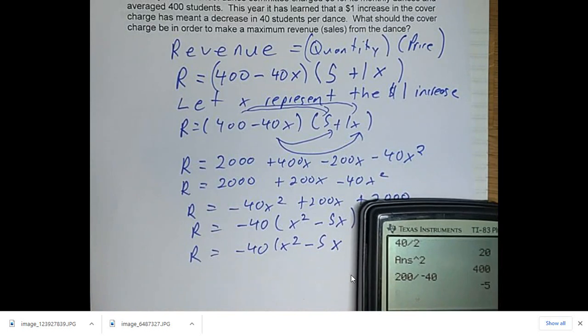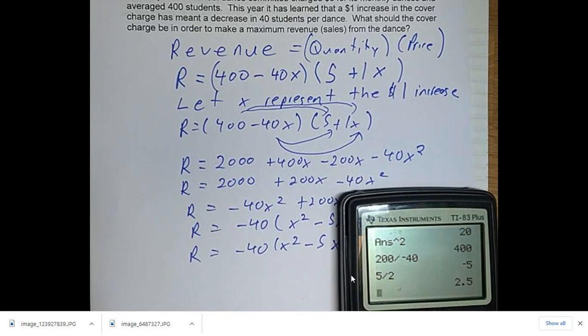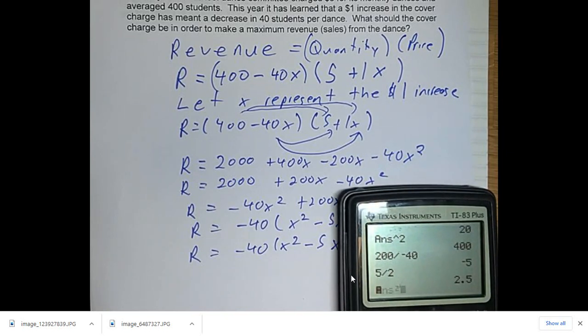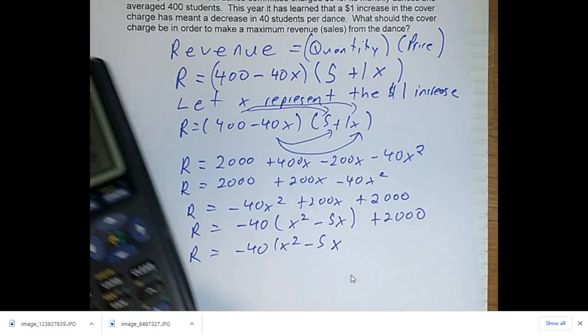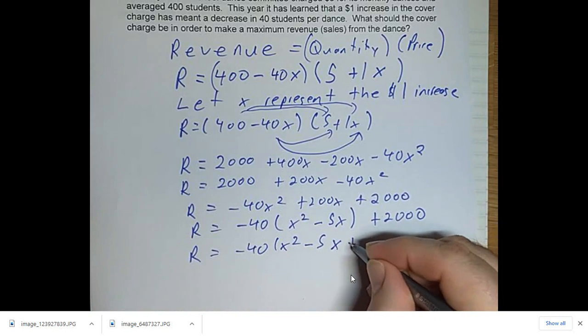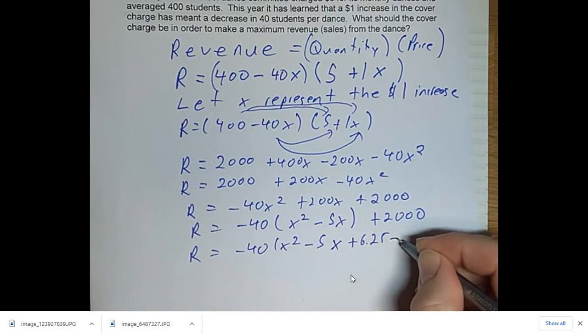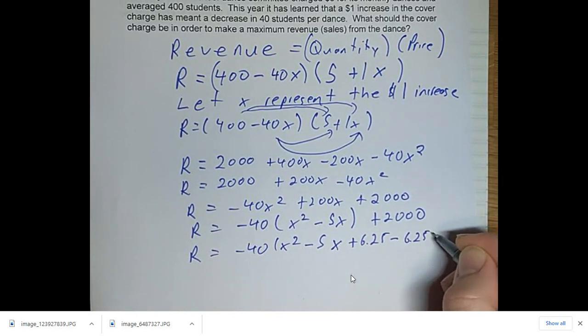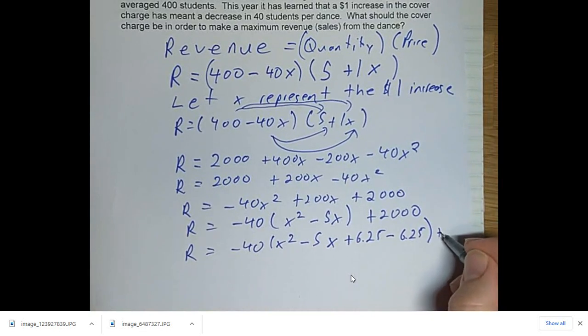So I'm going to take the 5 divided by 2, and I get 2.5, see on the calculator. And I'm going to square that. So 2.5 squared is 6.25. So I'm going to add 6.25 and subtract 6.25. And on the outside, you still got plus 2,000.